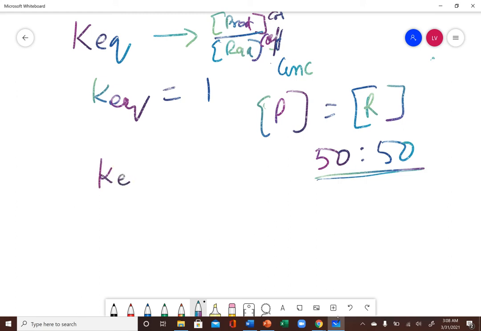If KEQ is more than 1, that means your concentration of products at equilibrium is more than the concentration of the reactants. These are the kind of reactions that we are really interested in.